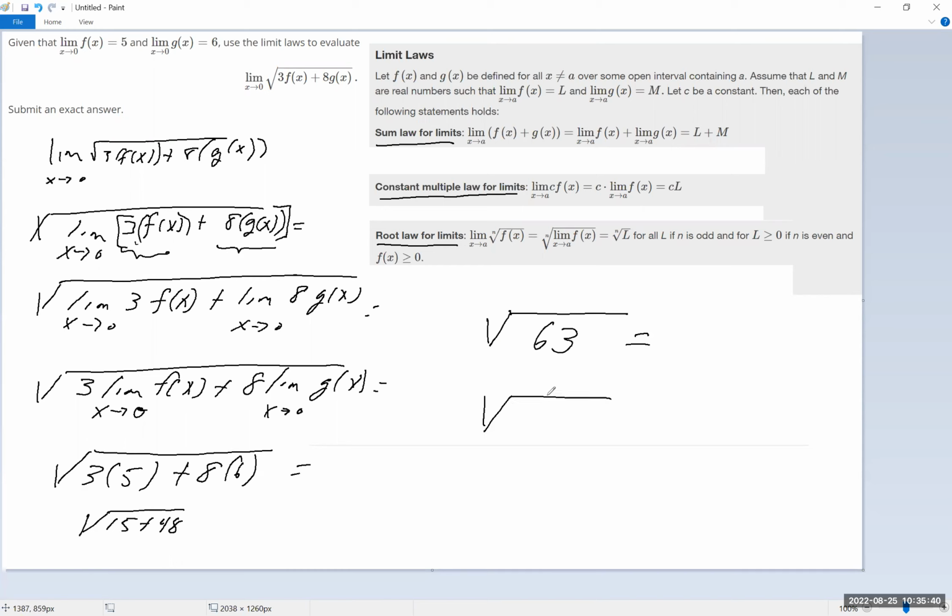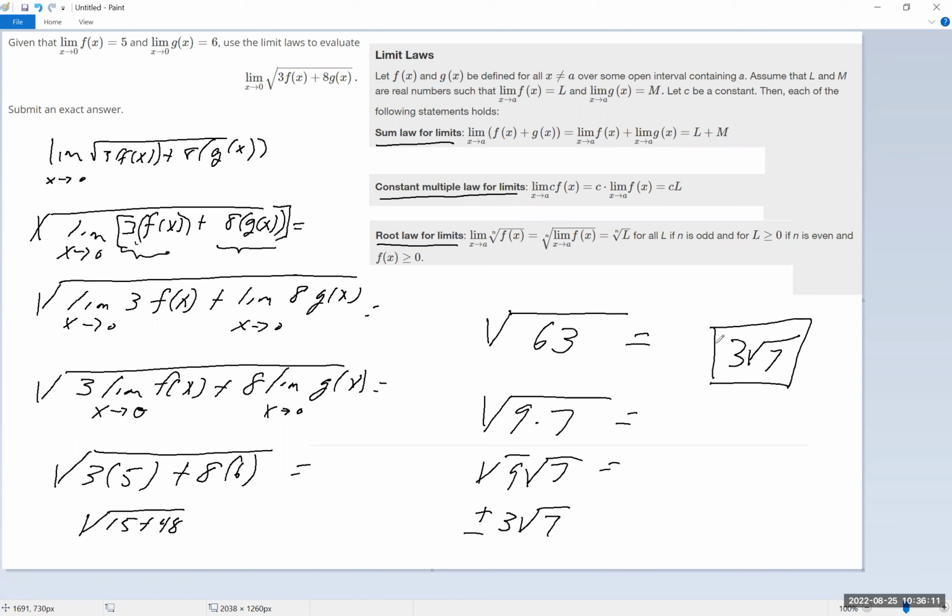Now you have to remember that 63 is 9 times 7. That's the square root of 9 times the square root of 7. And that's plus or minus 3 root 7. And we're going to go with the positive one. And that's going to be our answer for this problem.